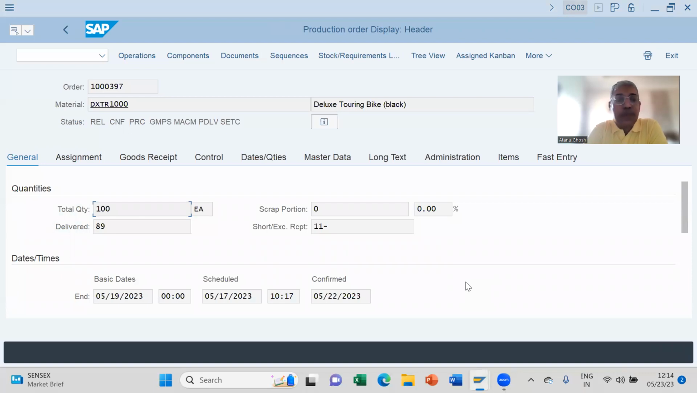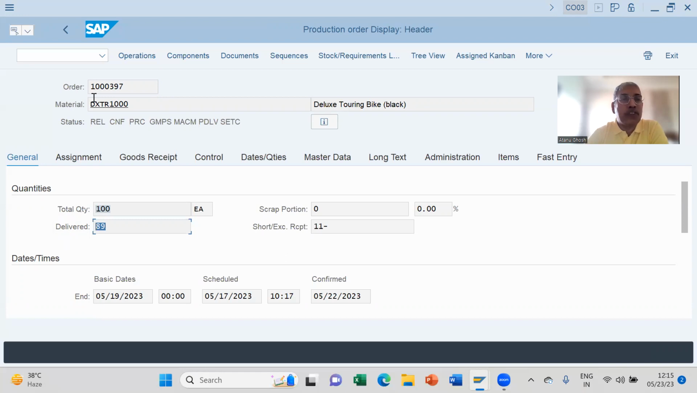If you see the production order, you can see that initially it was planned that we produce 100 units of DXTR. However, we ended up producing only 89 units of DXTR. The remaining 11 units became scrap. As we discussed in our previous video, in SAP this scrap has 0 value. So the yield will be considered as 89, and there will be no value associated with scrap.